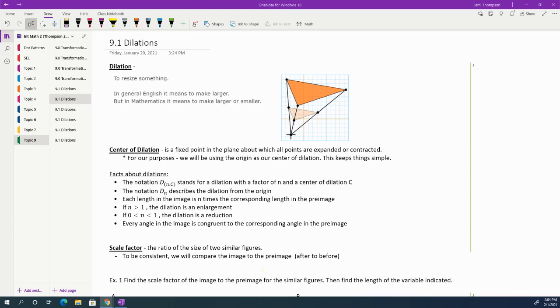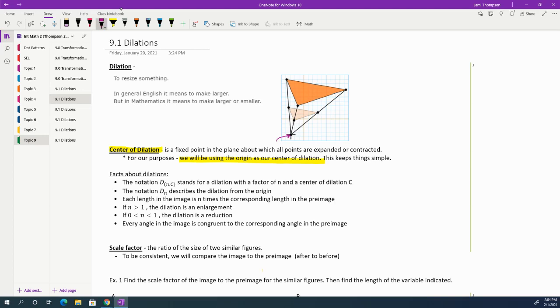For our purposes, we are going to be using the origin as our center of dilation. And that's going to keep things a lot simpler for us, okay? But it does not have to be. A center of dilation could be another point. So in this figure above, my center of dilation is actually this point right here, which is not at the center. This complicates things a little bit, so we're going to stick to using our center of dilation only at the origin.